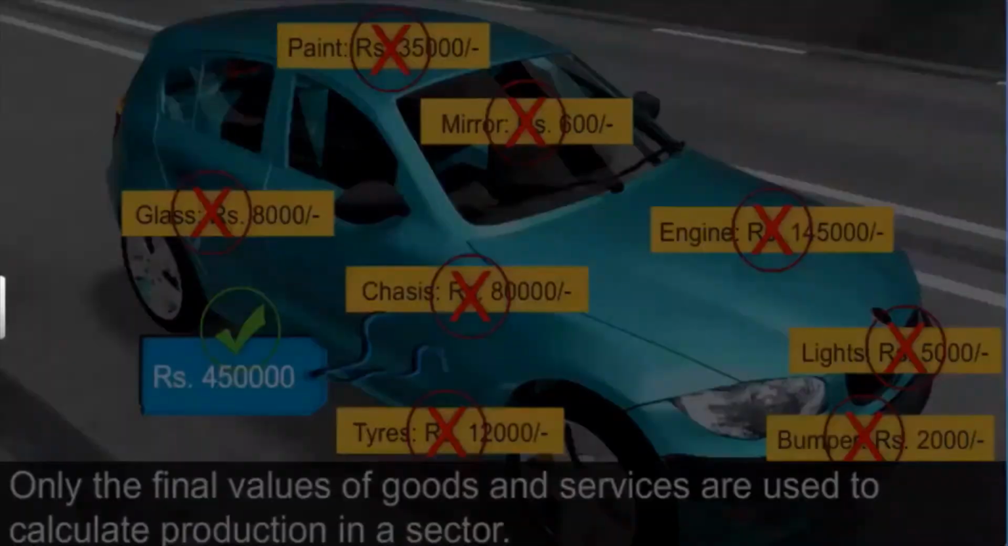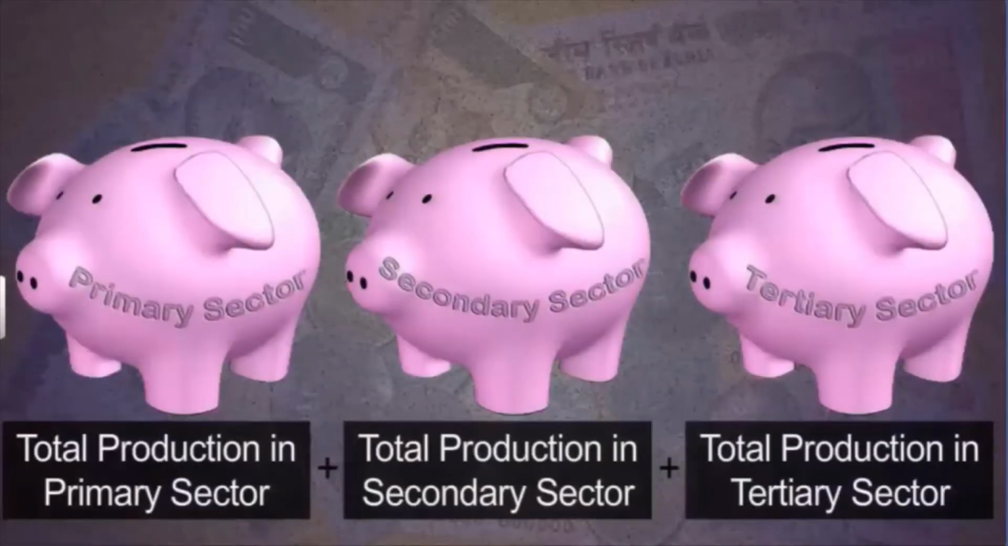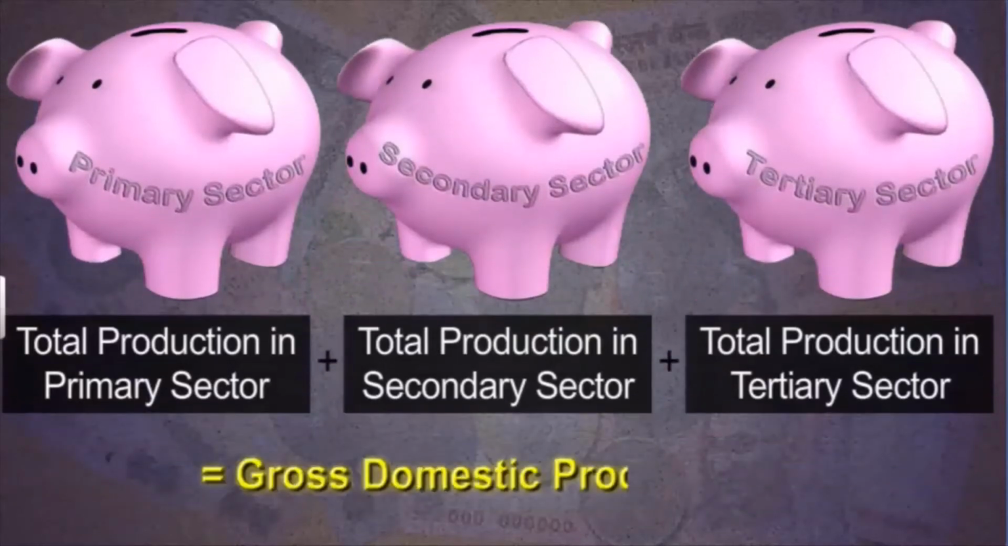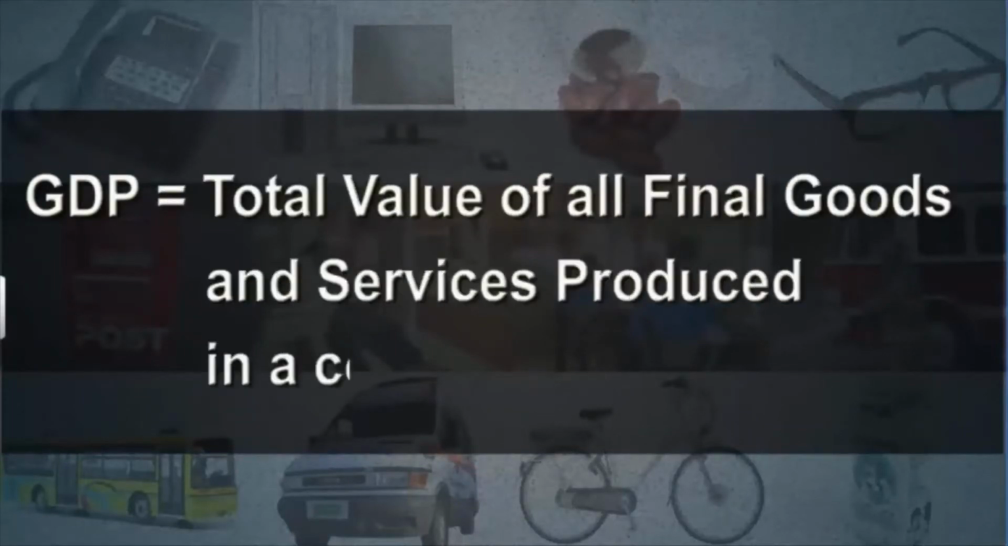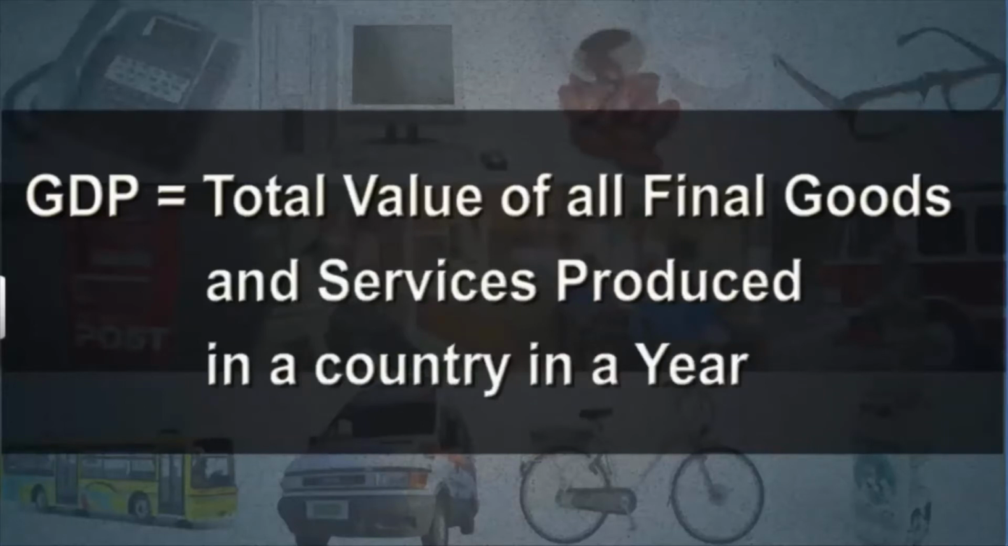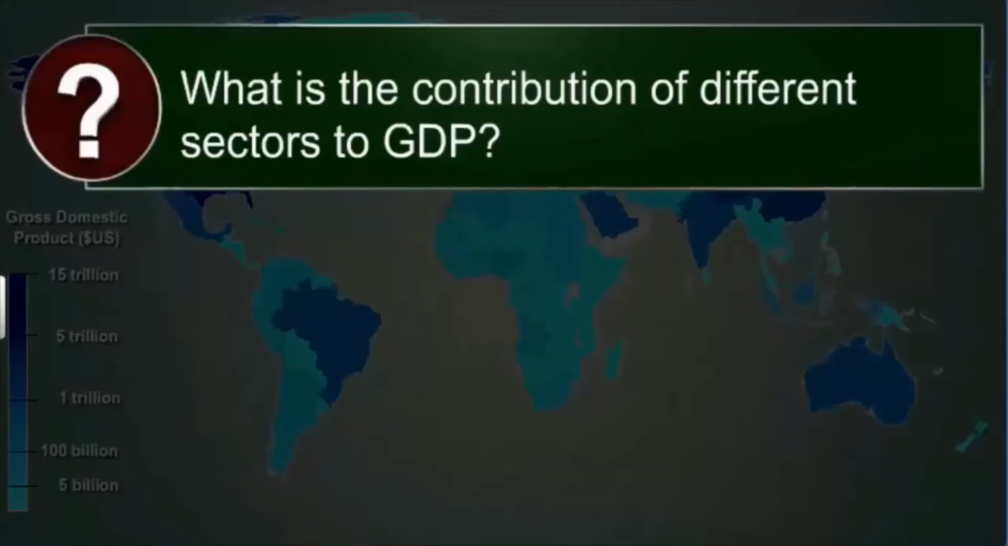Every year, the government collects data on the values of final goods and services produced in different sectors of our economy. The sum of the total production in the three sectors in a year for a country gives the gross domestic product or GDP for that country in that year. We can also say that the gross domestic product is equal to the total value of all final goods and services produced in a country in a year. GDP is a globally accepted indicator of the size and health of a country's economy. Let us now see how much different sectors contribute to the GDP of a country.